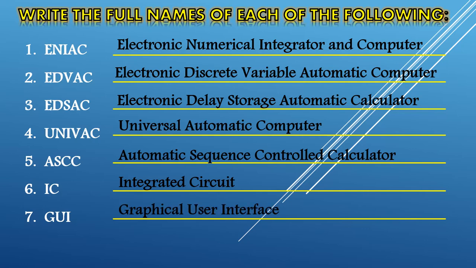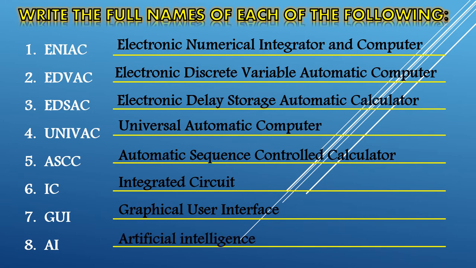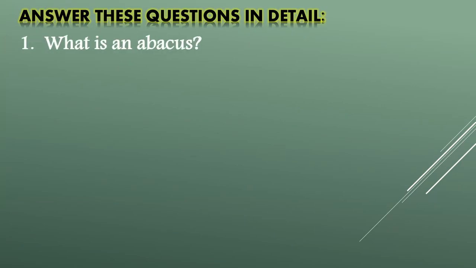And GUI, yes, graphical user interface. You find the GUI in the Windows system, and then AI, very important word, artificial intelligence, which is there in the fifth generation computers. Now we come to answering these questions in detail.